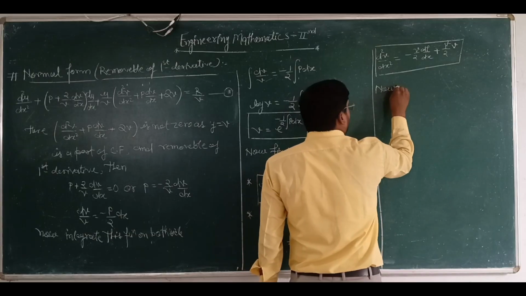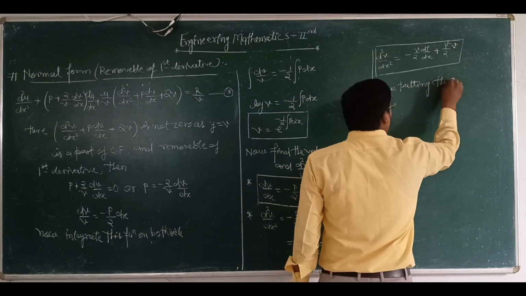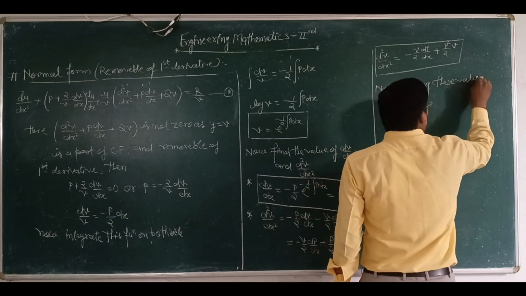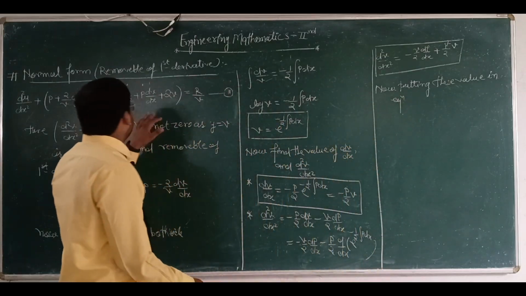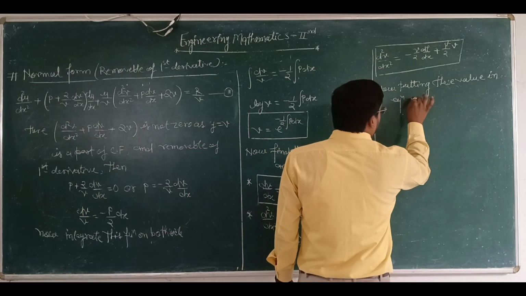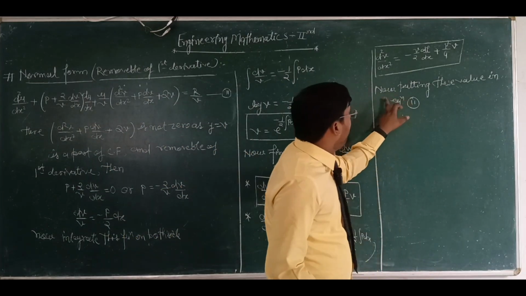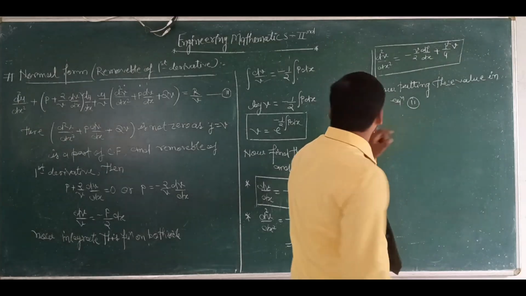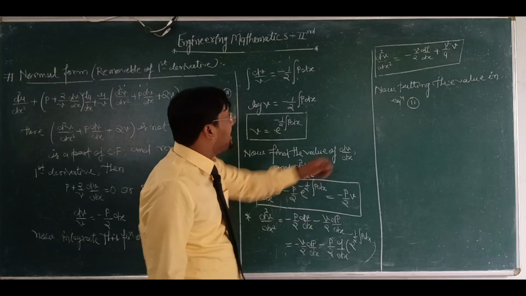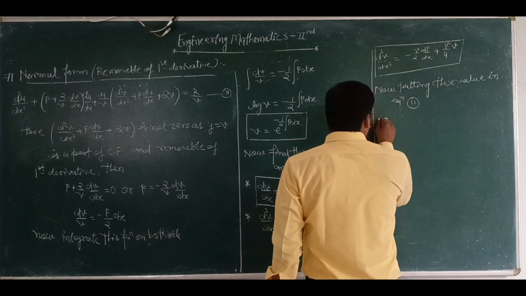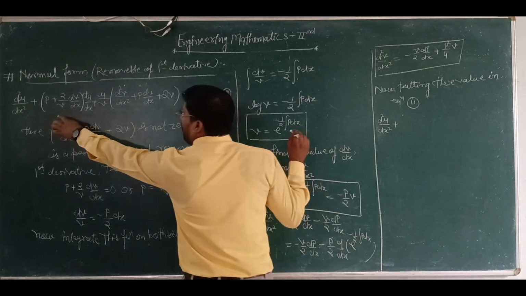Now putting these values in equation second. Now you can write the equation second: put the value of equation 2. This is equation number 2. Put these values of dy by dx and d2y by dx2. Now you can write d2u of dx2 plus, put the value of this, is equal to 0.